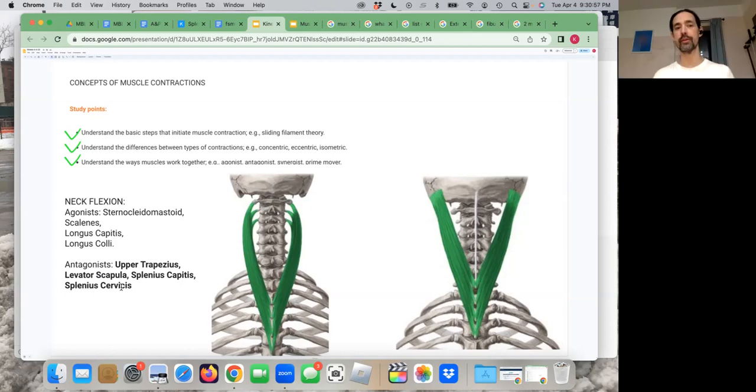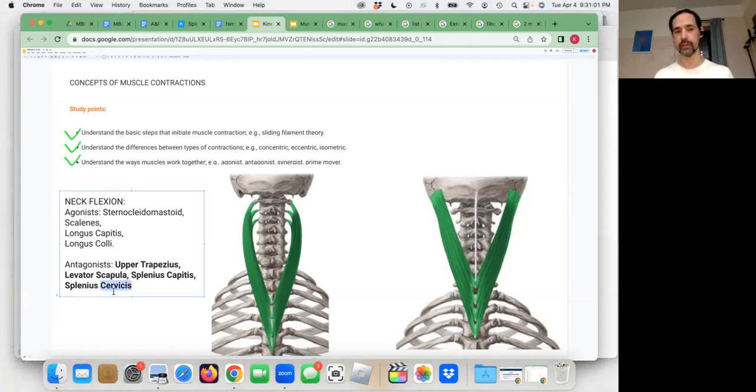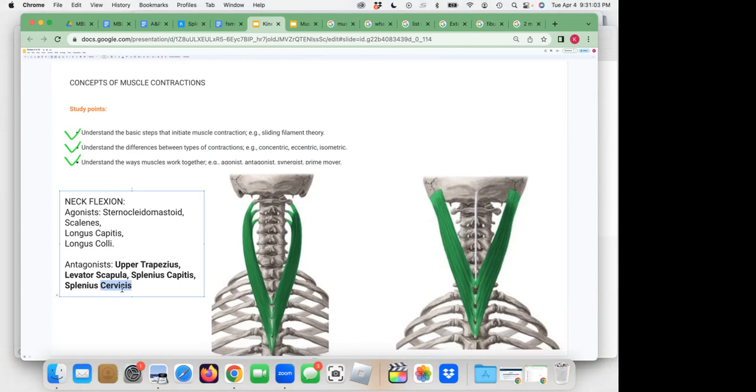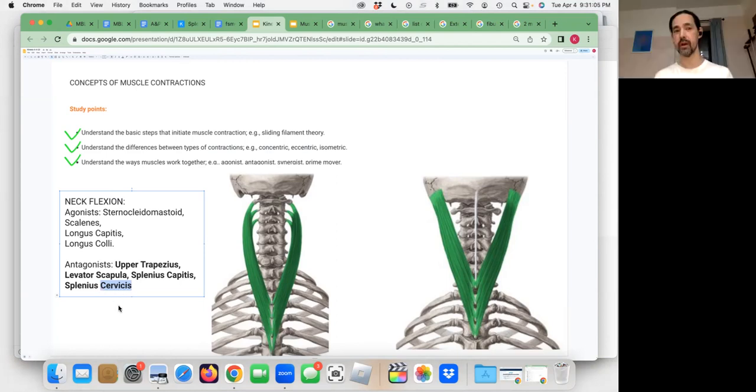Okay, what do you think? What do you think "cervicis" means? Can you see my cursor? I'm highlighting "cervicis." What do you think of when you hear cervicis? Maybe you think of cervical spine, like cervical vertebrae. Does that make sense to you?